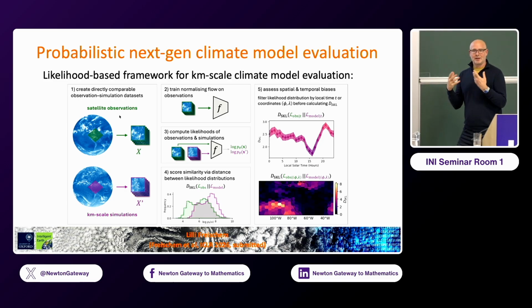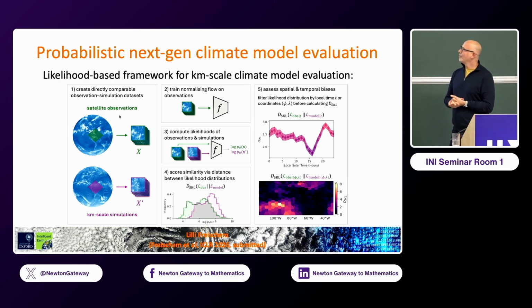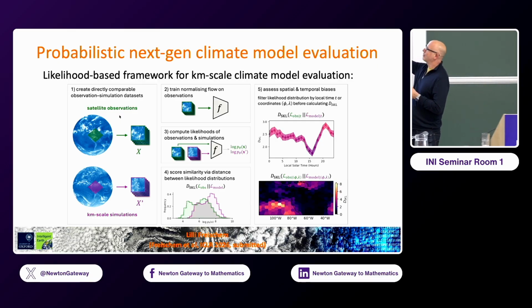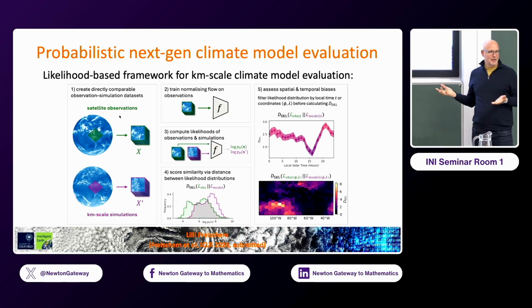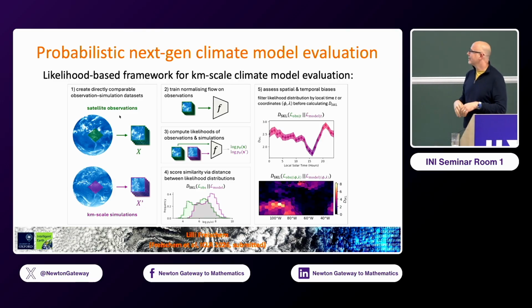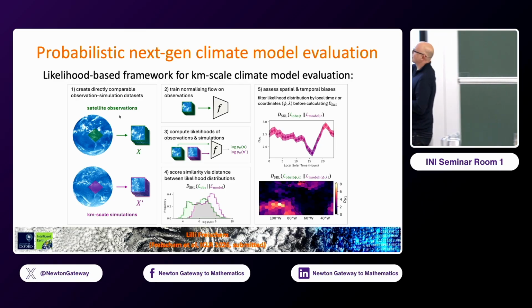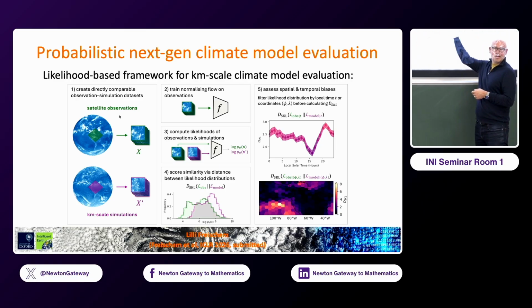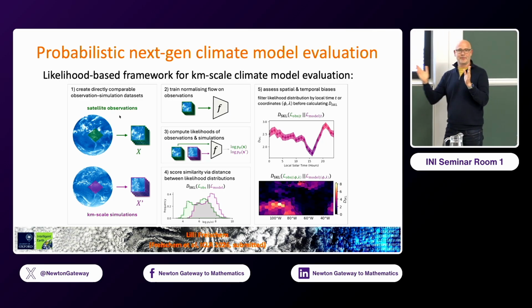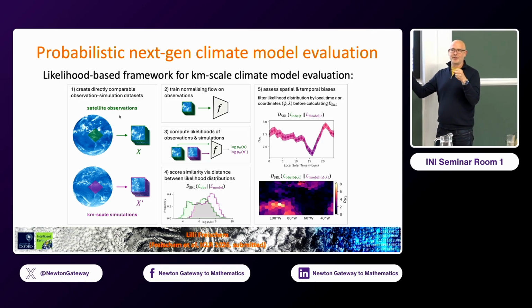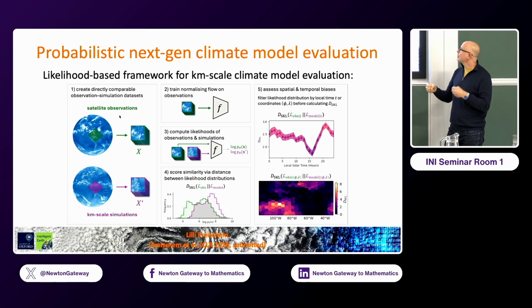Then we train a likelihood-based model, normalizing flow models, on the observations. And it gives us then the likelihood distribution. And from this model, we can compute likelihoods of observations and the simulations. And we can compare them, and that gives us a good insight in how well the structures of clouds are represented in kilometer scale models. So you can plot here the likelihood distributions, and you can calculate some divergence metrics, and it gives you a quantitative metric. How far away are the structures of these two models from the observations?